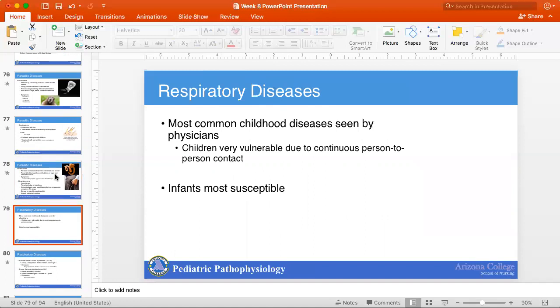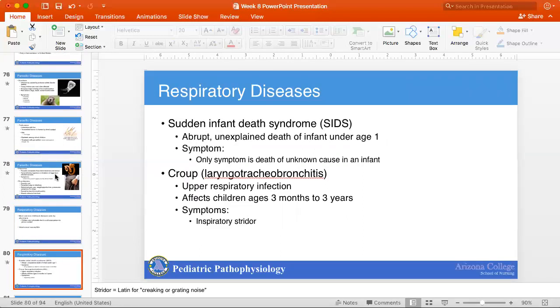Respiratory disorders are the most common childhood diseases seen by a physician. Children are very vulnerable due to continuous person-to-person contact, and infants are the most susceptible. You have sudden infant death syndrome, or SIDS. This is an abrupt, unexplained death of an infant under age 1. The only symptom is death of unknown cause in an infant. So hence the name. It's unknown and very abrupt, and obviously very tragic.